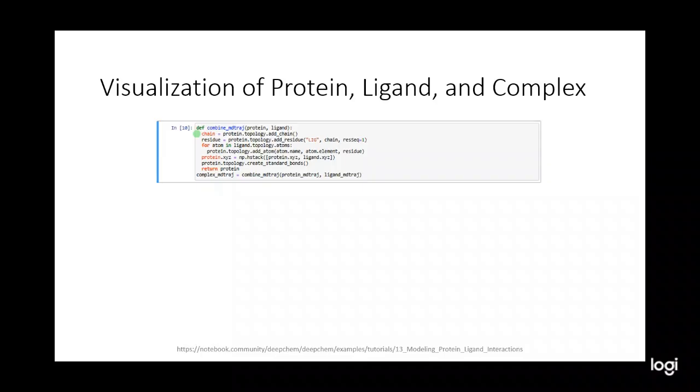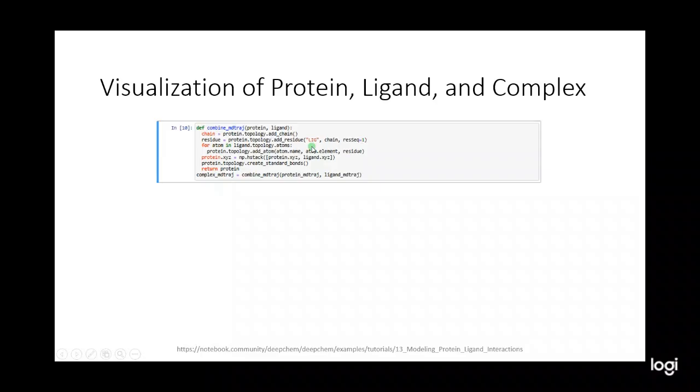The descriptor object chain adds a chain to the protein topology using the addChain function from the topology class. Next, the residue descriptor adds a residue to protein topology with the add_residue function, also under the topology class. This add_residue function takes three arguments: name, chain, and residue sequence.